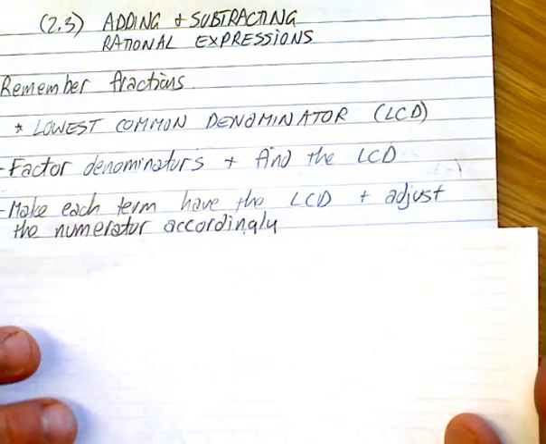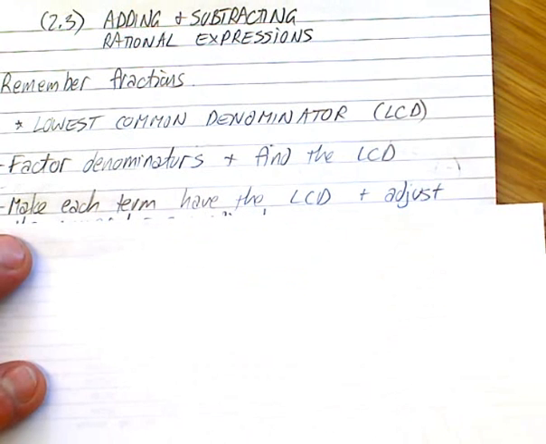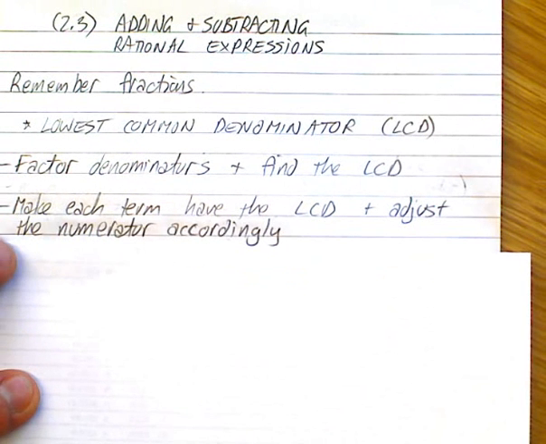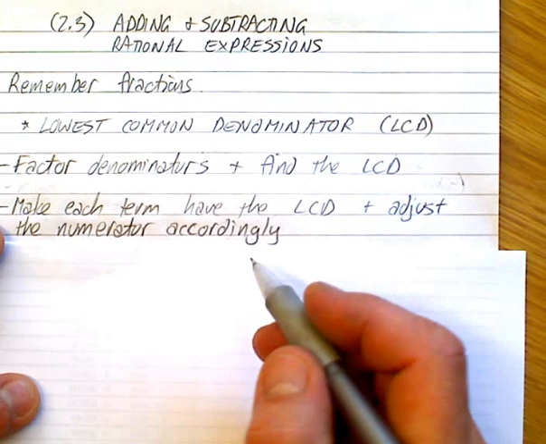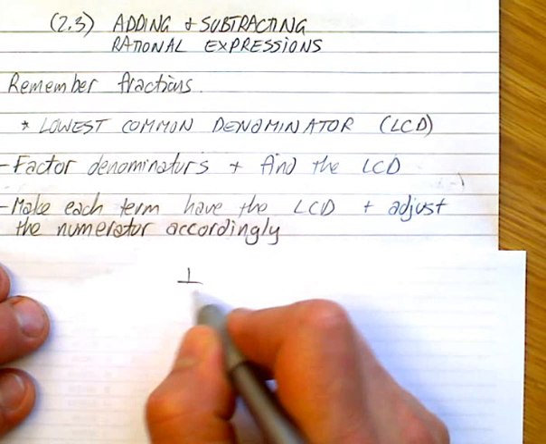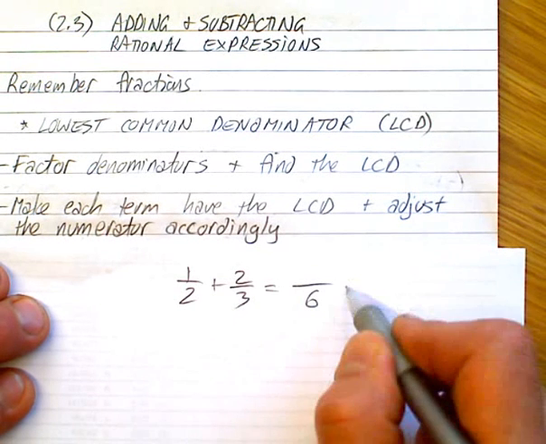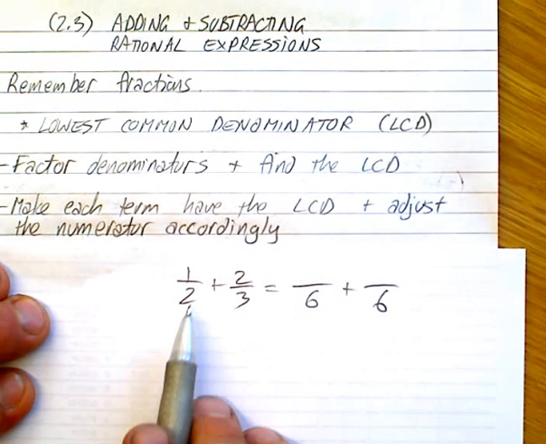what this means. Factor the denominators and find the LCD. We'll be doing that soon. Make each term have the LCD and adjust the numerator accordingly. What I mean by that is that if you are adding fractions that are different, you need to find that common denominator and then adjust the numerator accordingly.